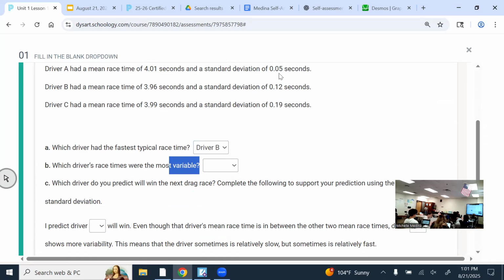No. A, like compare decimals like money. That's like 5 cents. This is like 12 cents. This is like 19 cents. So whose is the highest? C.